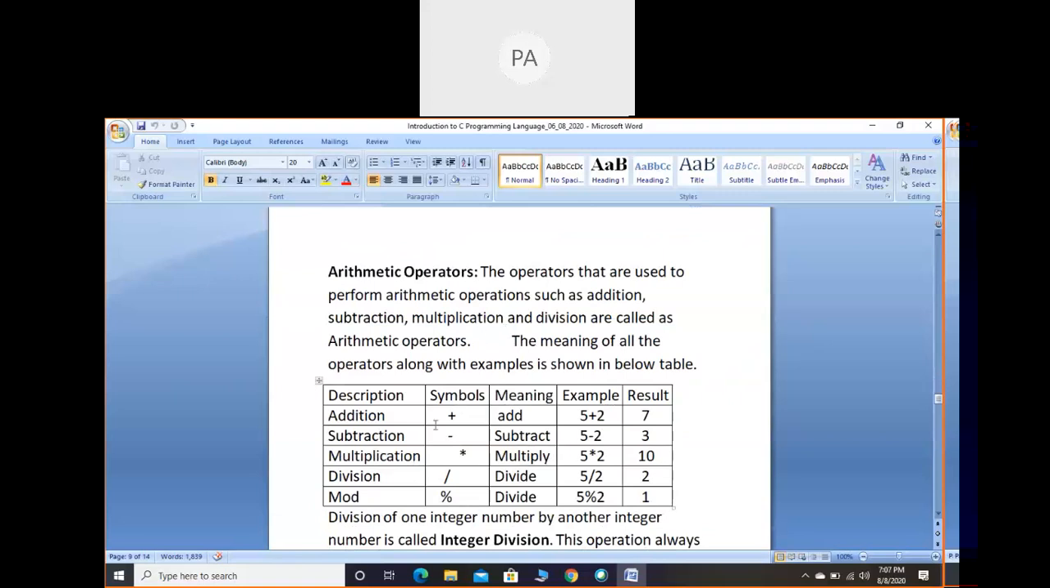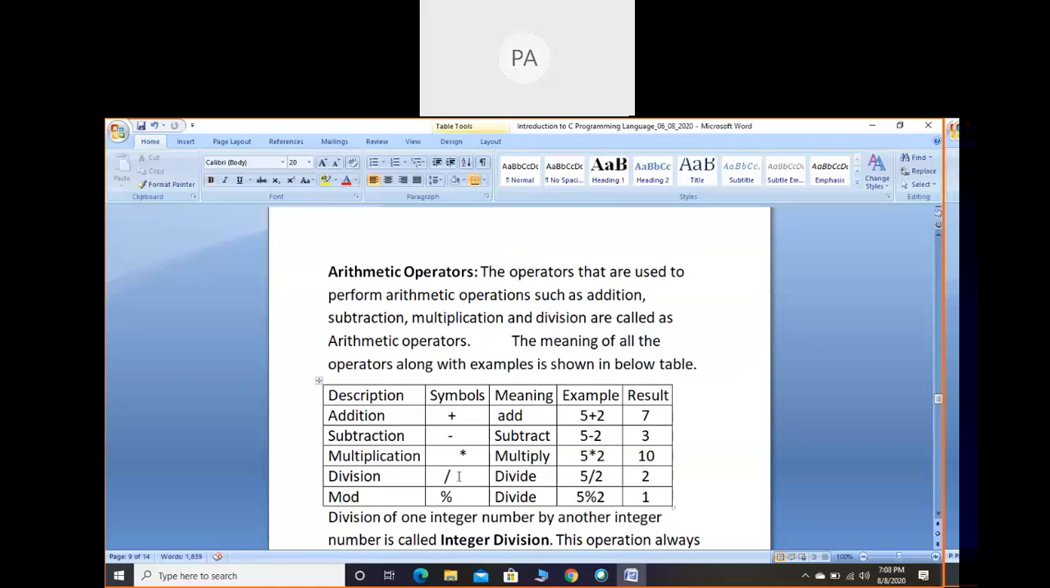In the table it is mentioned. For addition we use the symbol plus. Example: 5 plus 2 equals 7. Subtraction: 5 minus 2 equals 3. Multiplication: in mathematics we use the symbol x, the cross mark, but in computer language a star is used for multiplication. The technical term is asterisk, or we can call it a star symbol. So 5 into 2 equals 10.